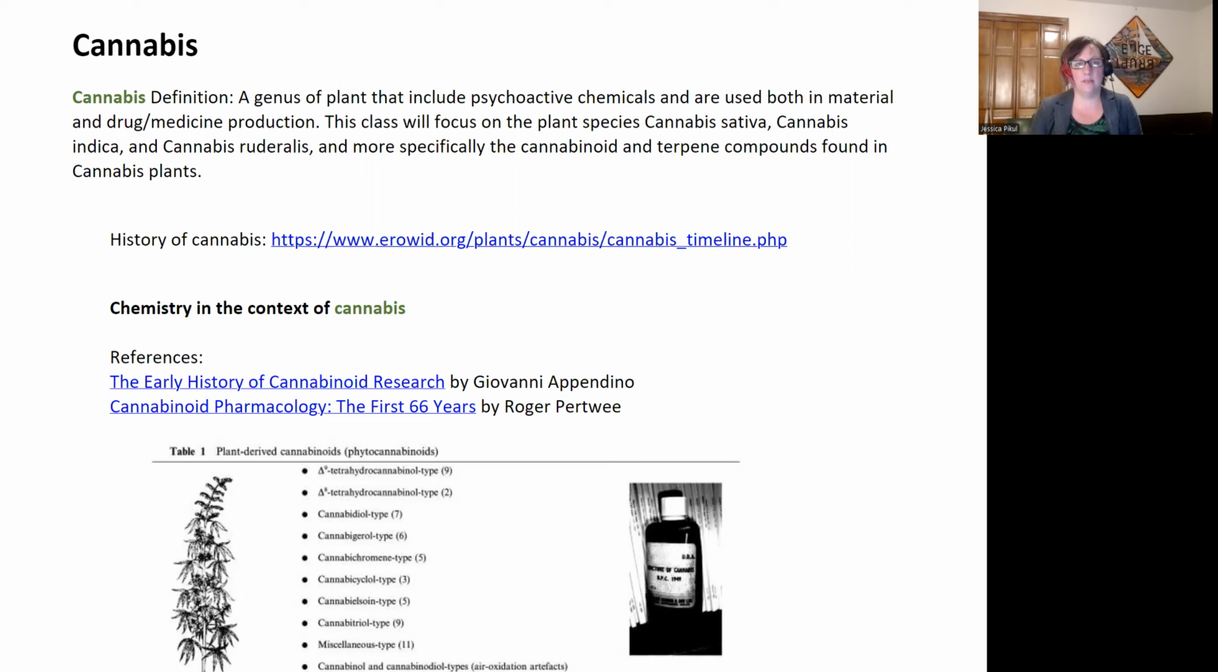The classes that we're going to focus on are cannabis sativa, cannabis indica, and cannabis brutalis. We're really going to be looking at the cannabinoids and the terpene compounds that are found in these cannabis plants. There are a couple of histories of cannabis and cannabis science if you're interested in them.